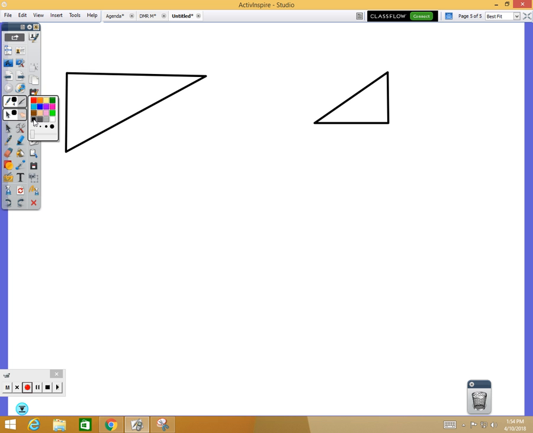Alright, so we can see two triangles. We have this big one, and the big one is going to be triangle ABC. And it's going to be a right angle. Angle B is going to be a right angle. And angle C is going to be 59 degrees. We're also going to know the side lengths.